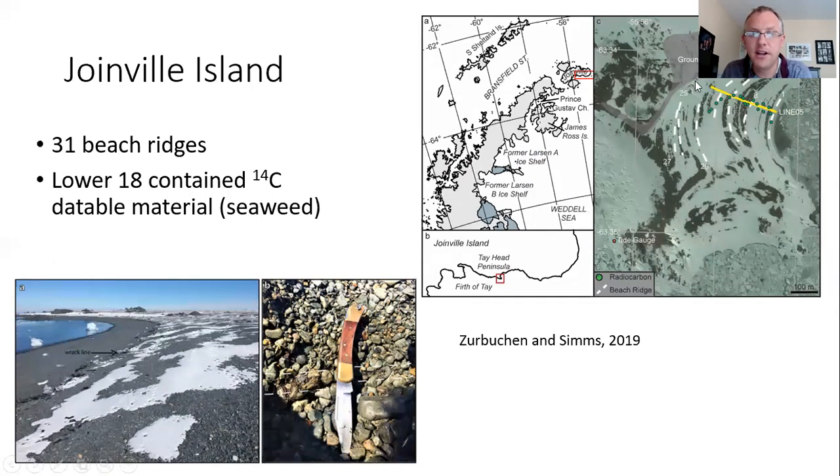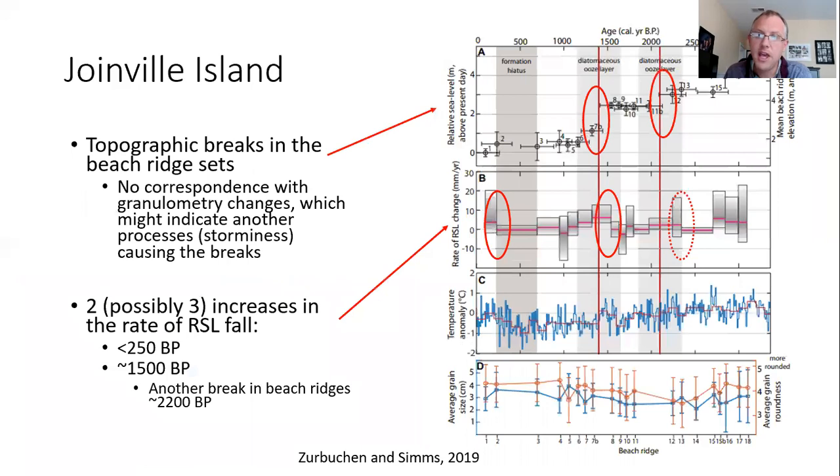Our second site is Joinville Island in the eastern Antarctic Peninsula, where we have 31 well-developed beach ridges. The lower 18, fortuitously, contain mats of seaweed interbedded with the beach deposits. What's nice about that is we can radiocarbon date them. And fortuitously, this never happens, all the raised beach radiocarbon ages are in stratigraphic order.